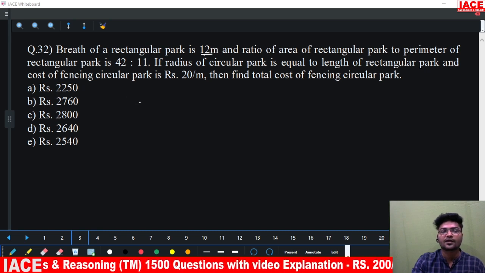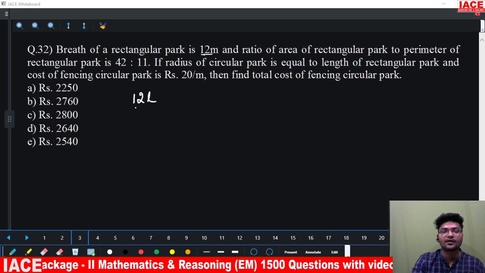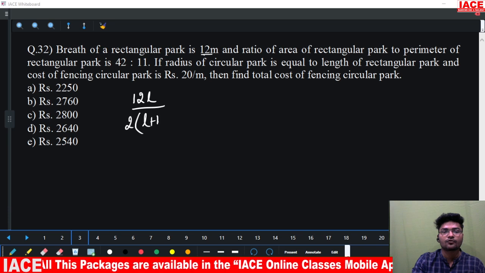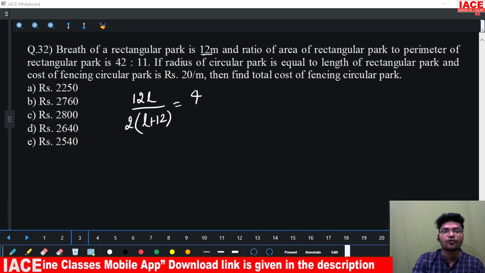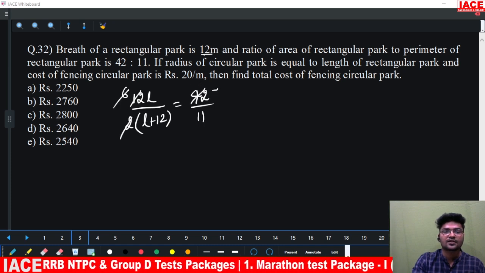Area of a rectangular park is length into breadth. That means breadth is 12. So 12L divided by 2 into (L plus 12) equals 42 by 11. So 2 ones and 2 sixes, 6 ones and 6 sevens.